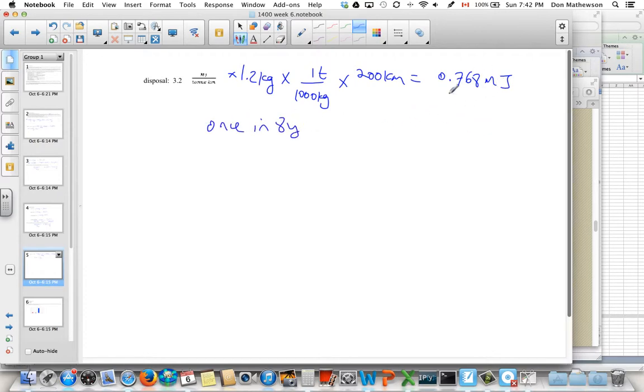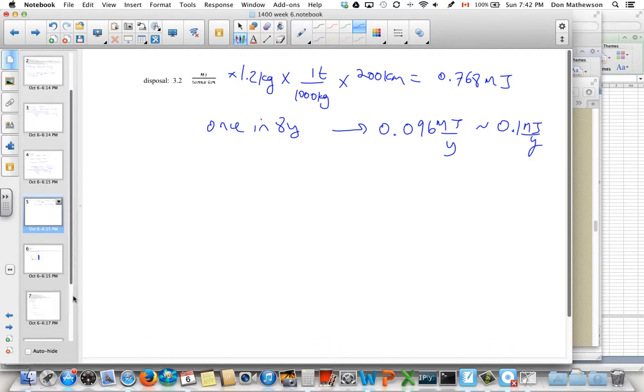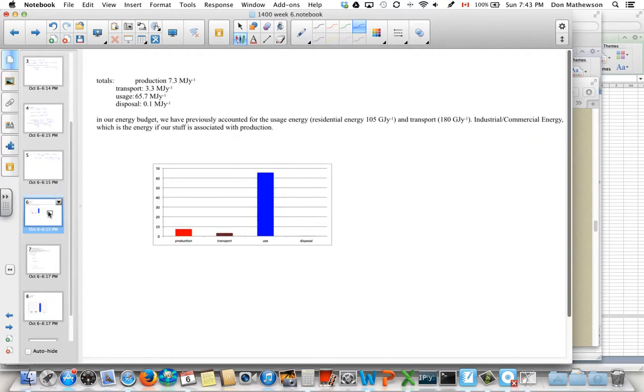So if you divide this by 8, you get 0.096 megajoules per year, which is about 0.1 megajoules per year. So those are the 4 steps in the life cycle of this product. And here they are, the totals: the production, transportation, usage, and disposal of the object.